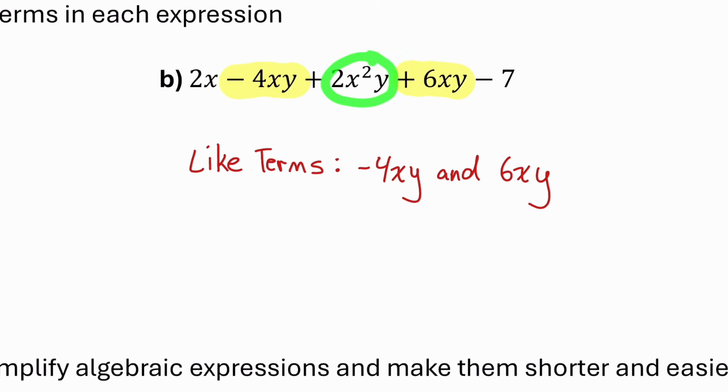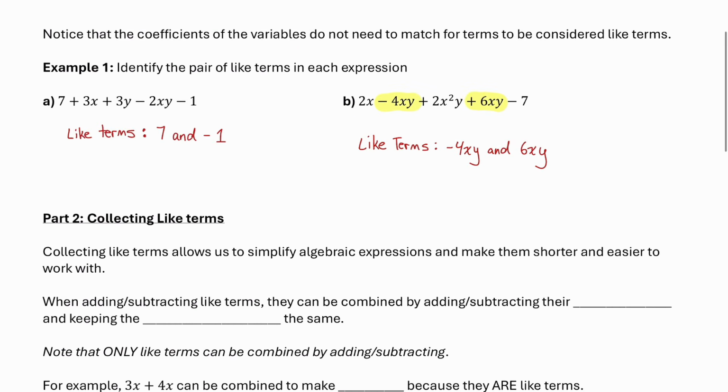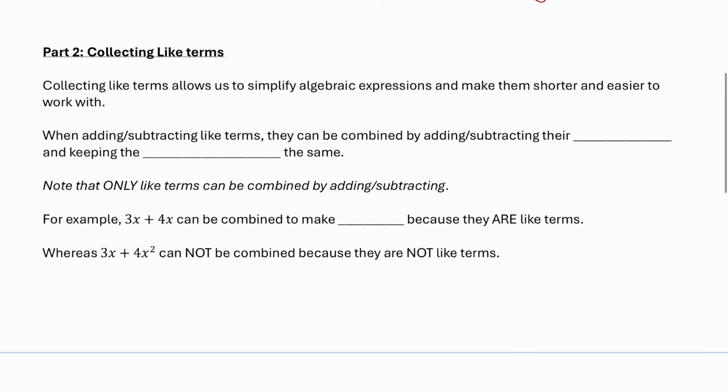Although the 2x squared y has both an x and a y, the x has an exponent of 2 on it. Whereas these two terms, the x's only had an exponent of 1 on it, which is why this 2x squared y is not a like term with them. And now let's move on to the next part of the lesson, where we learn how to collect like terms.